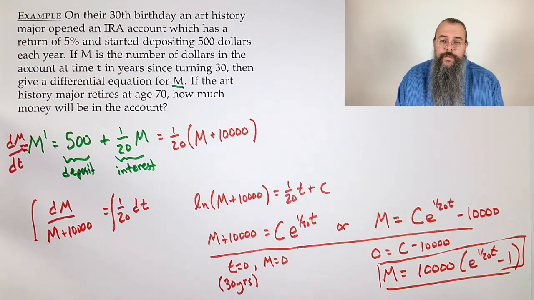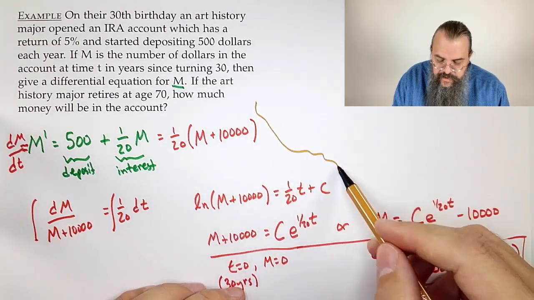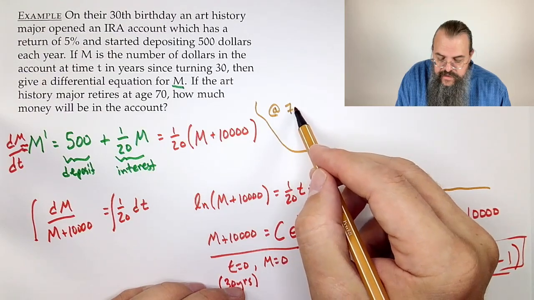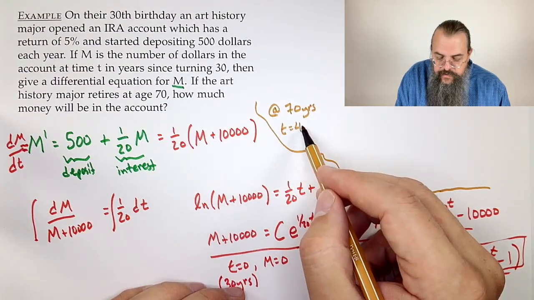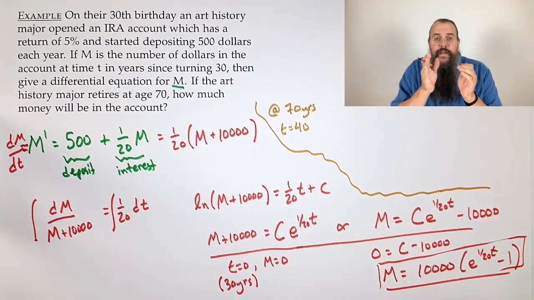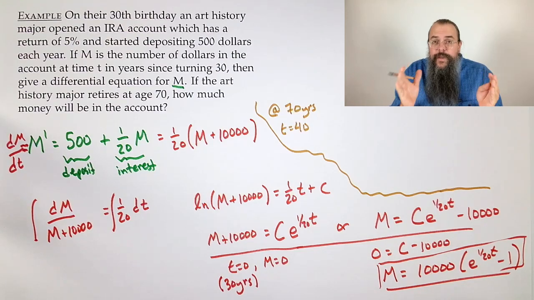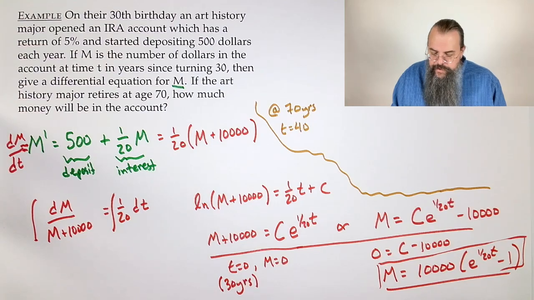So what do we want? We want to know what happens at age 70. So we say, okay, at 70 years, which really means that our time is 40, because we start at 30 years, time 0. So 70 years, they've had time equals 40, 40 years to have things build up.